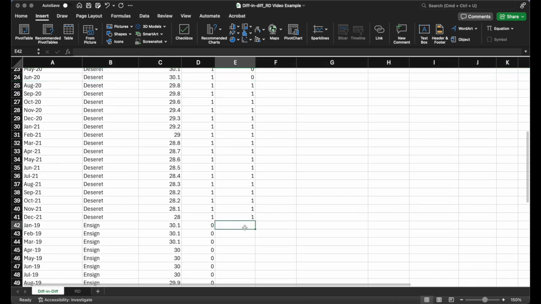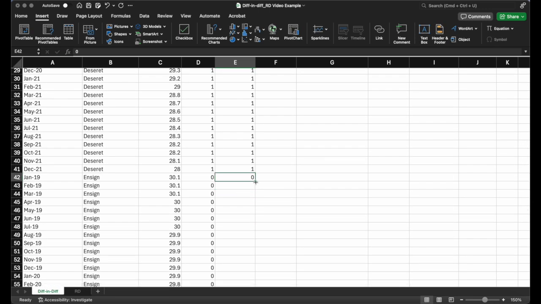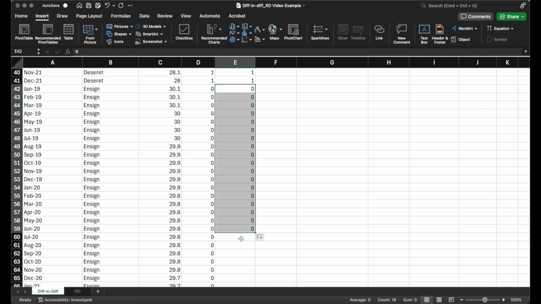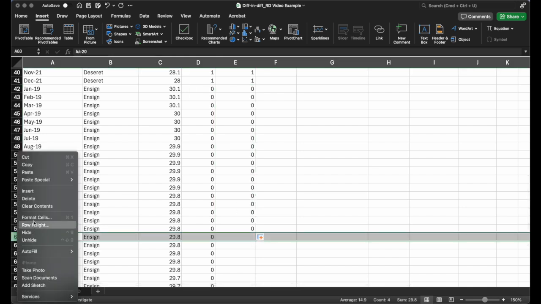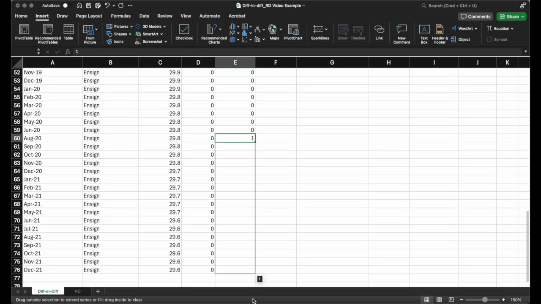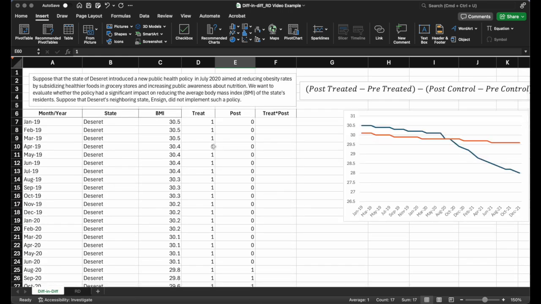Okay, now we're going over to Ensign, so back to 0 in the pre-group. As long as it's before July of 2020, it's 0. And then again, I'm going to delete July of 2020, and the rest are going to be 1s. Okay, so now that gives us a quantitative measure of all 4 of these groups, right? Pre and post in this one, and treatment and control in this one. So 1, 0, 1, 0.